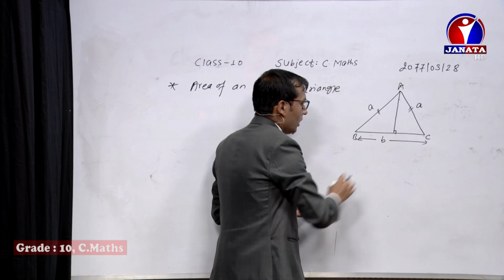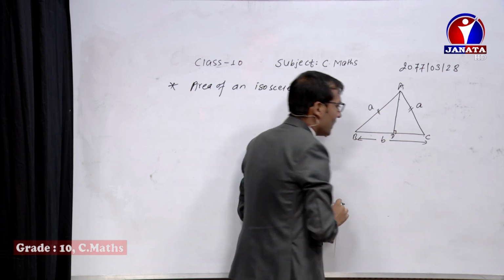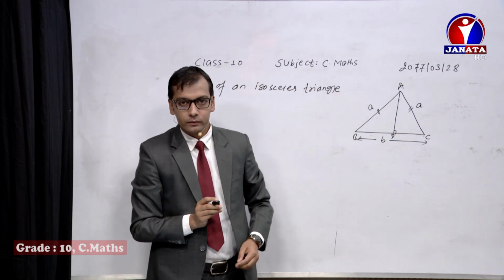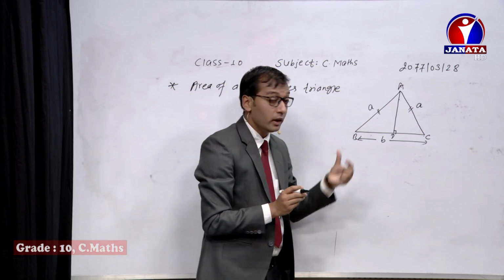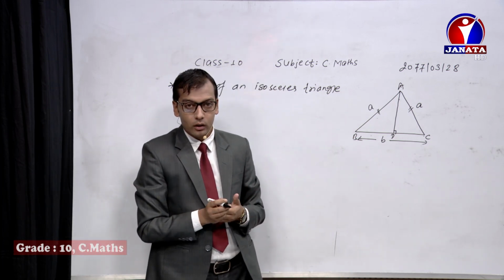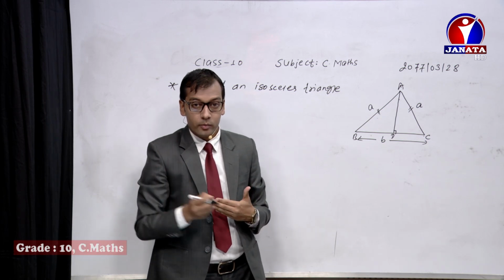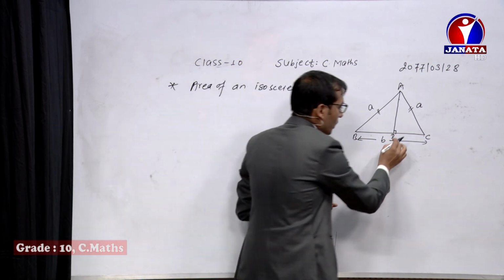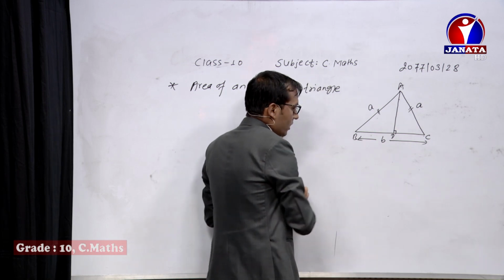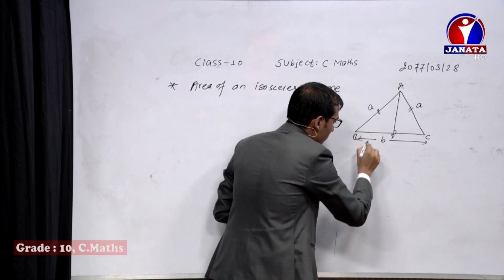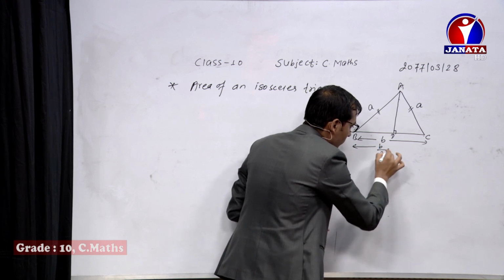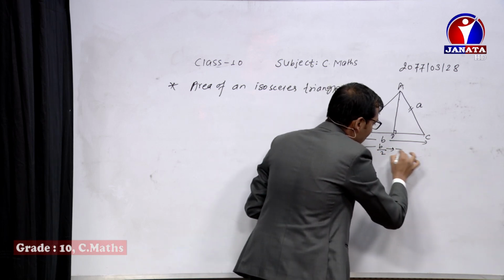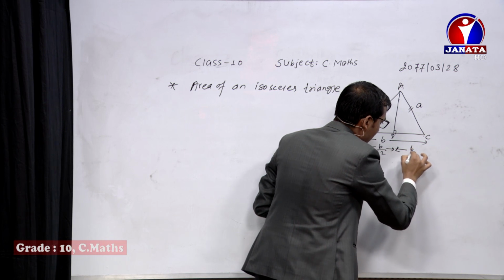So AD is the height, because the height is perpendicular to the base and drawn from one of the vertices of a triangle to its opposite side. So if AD bisects the base BC, what is the measure of BD? Again, BD is half of B, it's B by 2, and DC is again B by 2.